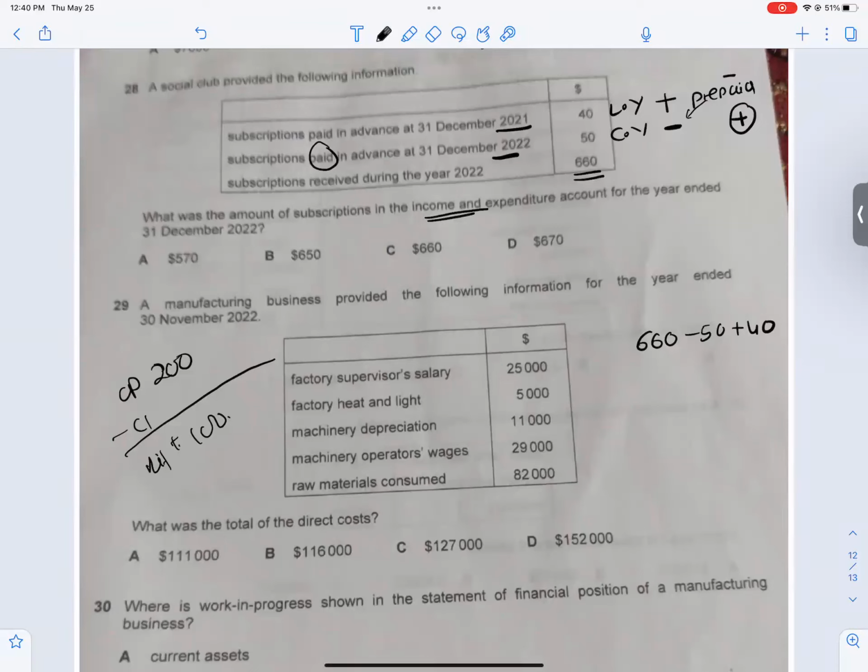Okay, 650 is the answer. 660 minus 50 plus 40. So it is 650.